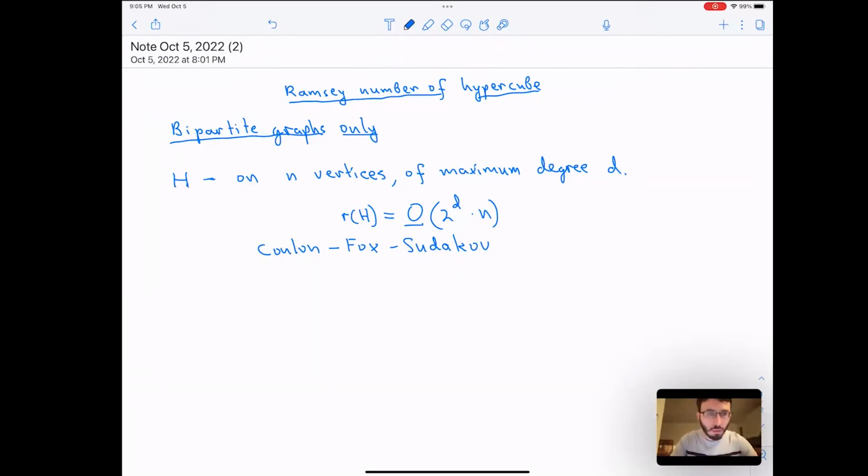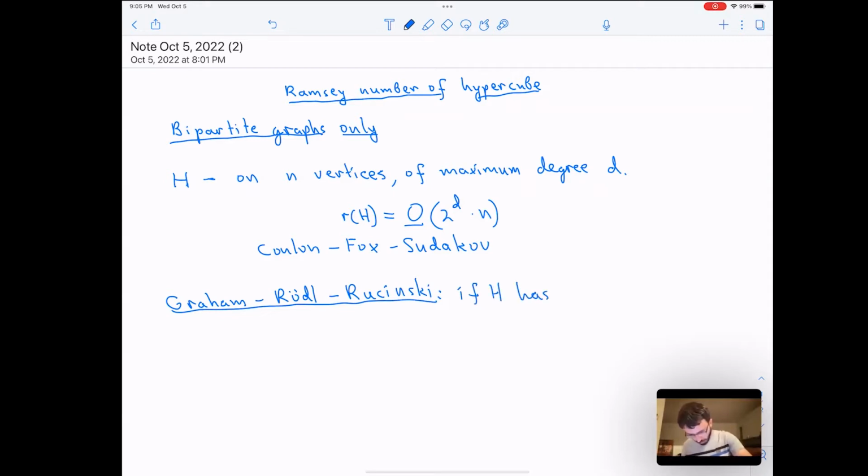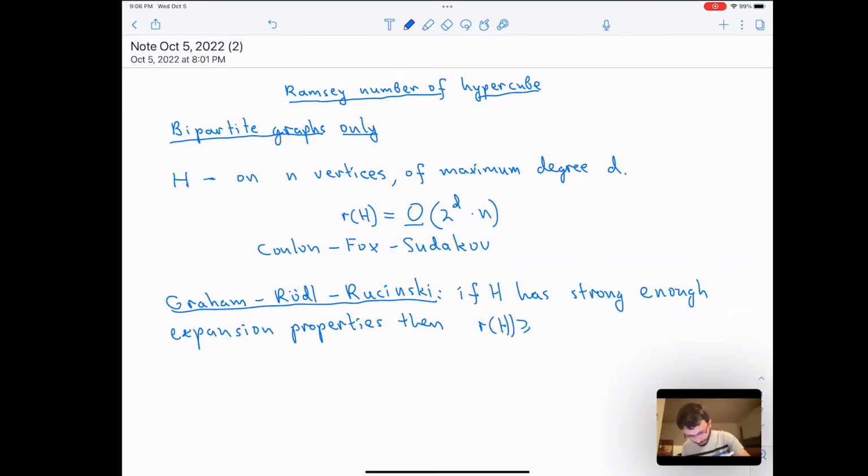This is the result of Graham, Rödl, and Ruciński: if H has strong enough expansion properties, then the Ramsey number of H is bounded from below by n times 2 to the C D, where C is some universal constant.